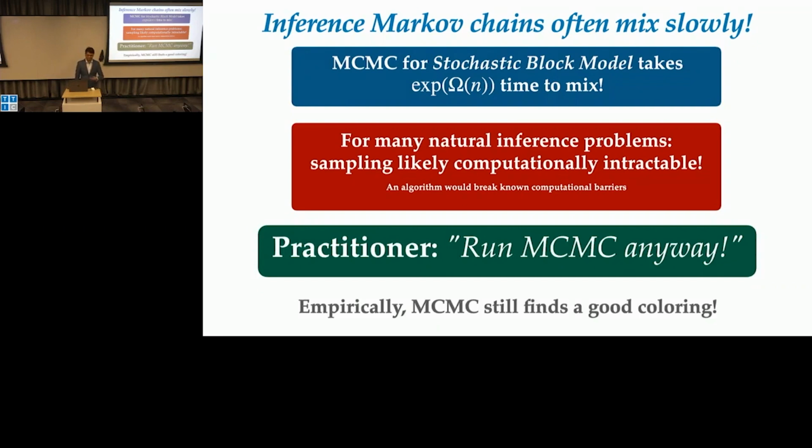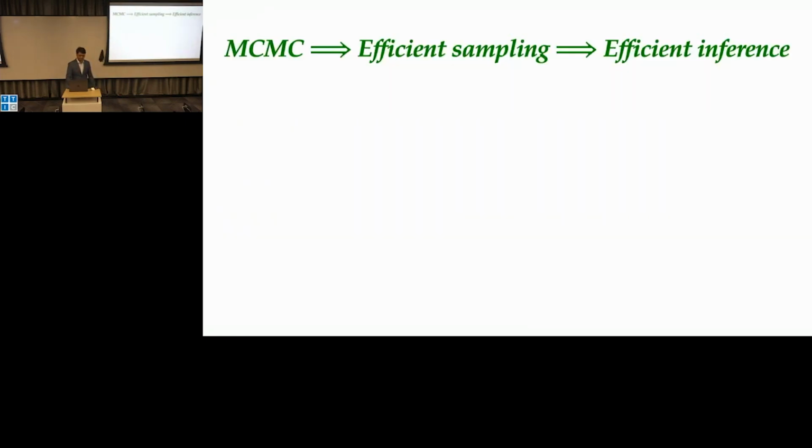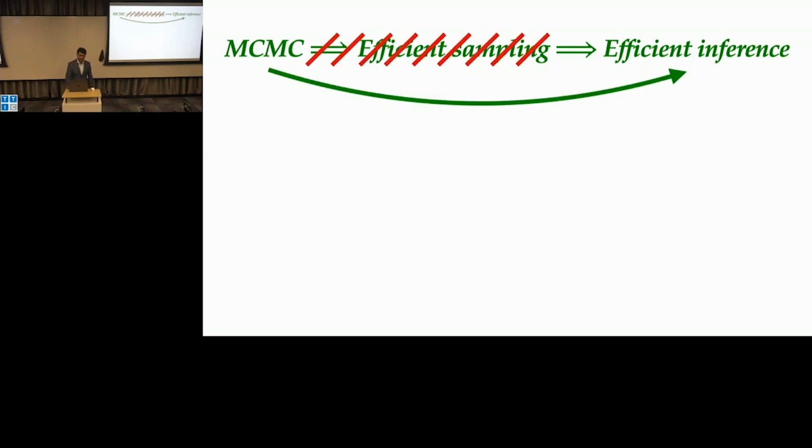Well, if you were to convey this news to a practitioner, they would just ignore you and run the Markov chain anyway. And in fact, for these seemingly hard inference problems, if you run the Markov chain on your laptop, you'll see that it still actually finds a good coloring, even though the sampling problem is hard. So what is happening? What is the mystery at play over here? Well, it seems like this picture that we wrote earlier is not quite right. The Markov chain is giving you an efficient inference algorithm, but for reasons that don't go through efficient sampling.